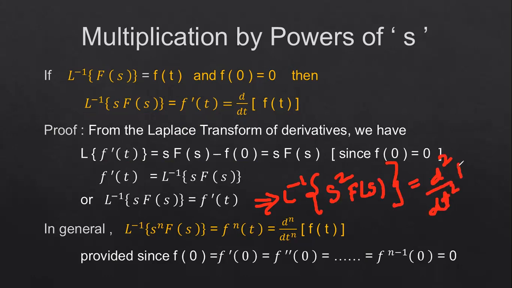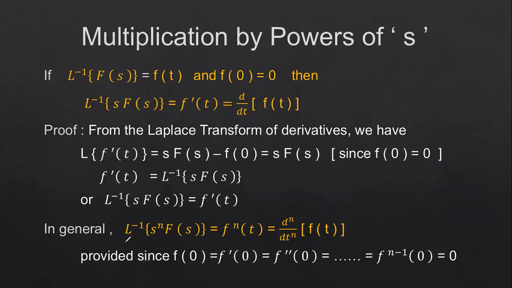d square by dt square of f of t, or simply it is represented as f double dash of t. So this is the short notation. Or instead of this, you can use this notation also, d square by dt square of f of t. So in general, it can be represented.